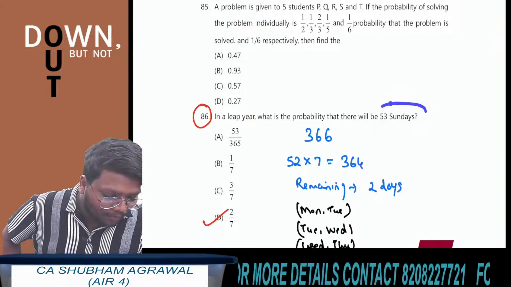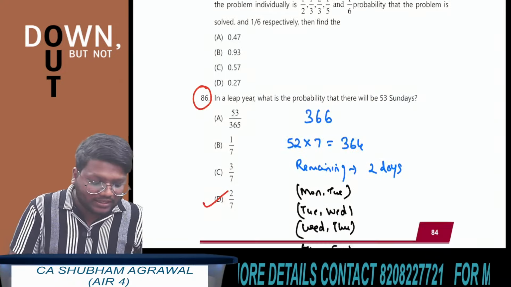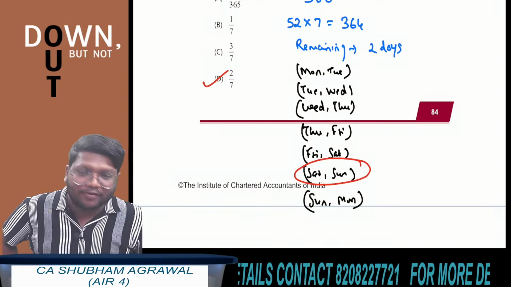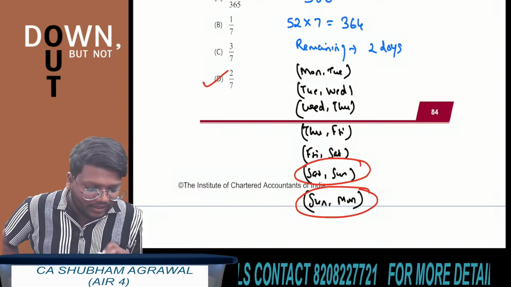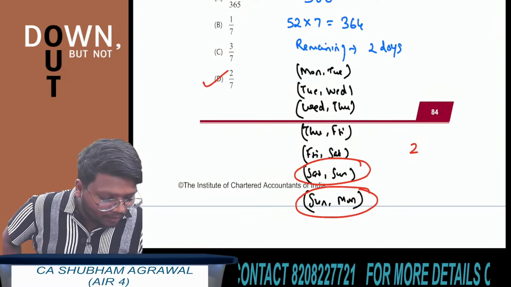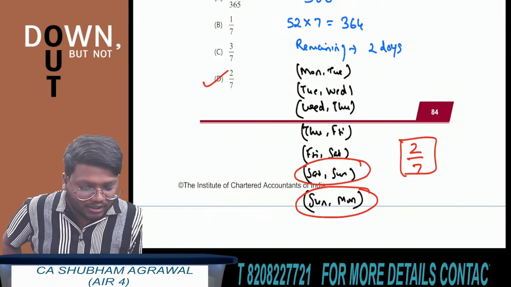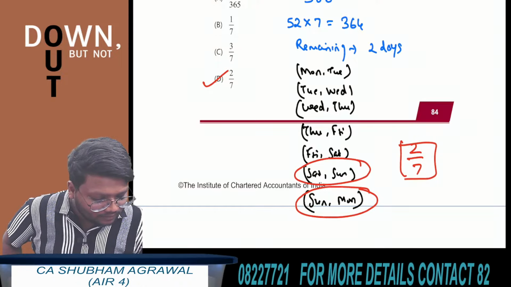And we have to find the probability that there will be 53 Sundays. So which are the favorable outcomes here? Saturday, Sunday is a favorable outcome, and Sunday, Monday is a favorable outcome. What is the probability? 2 by 7. Which option is correct? Option D is the correct answer.